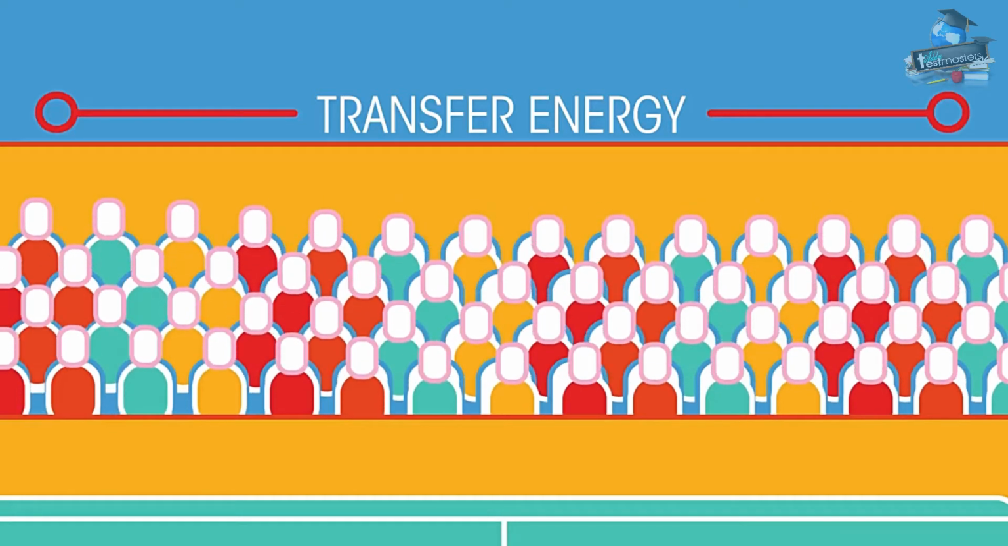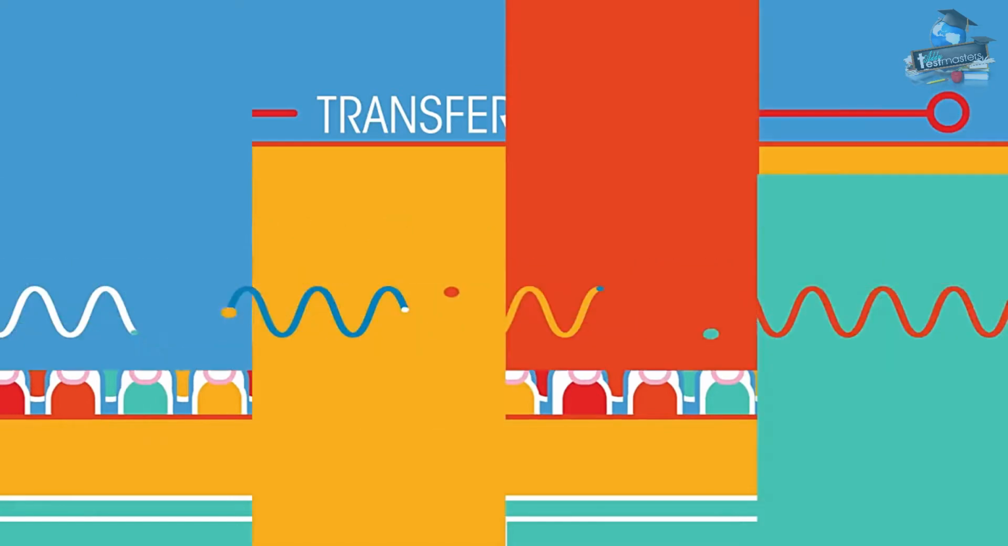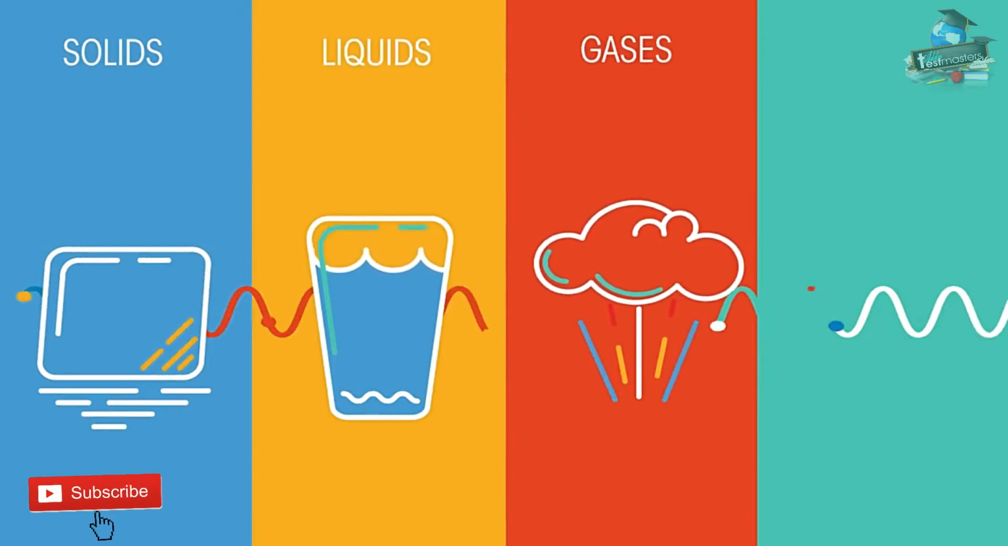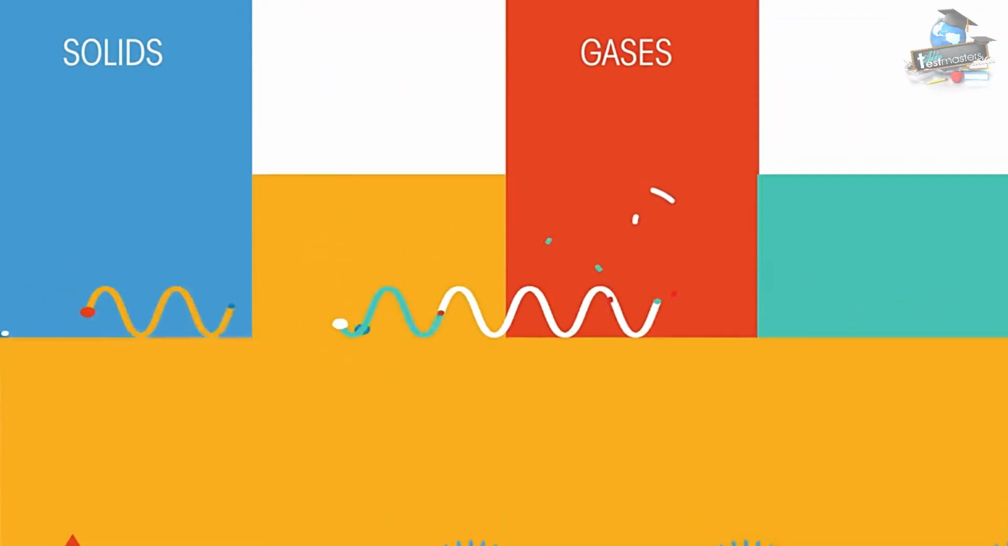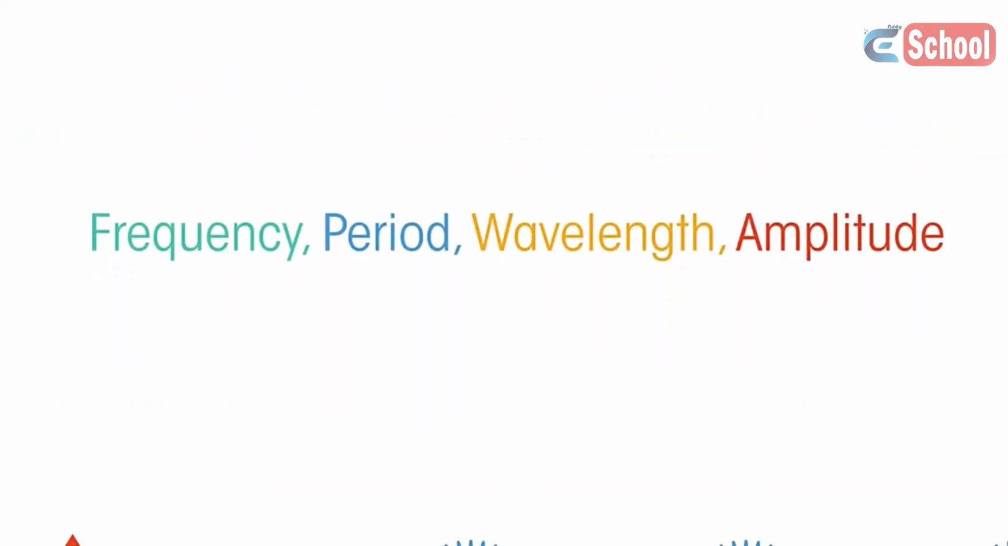Just like the people in their seats, only moving up and down when it's their turn. Waves can transfer energy through solids, liquids, gases and empty spaces, otherwise known as vacuums. There are two types of waves, which we look at in more detail in another video, but the basic features are the same. These four words describe different properties of waves. Let's discover what each one means.